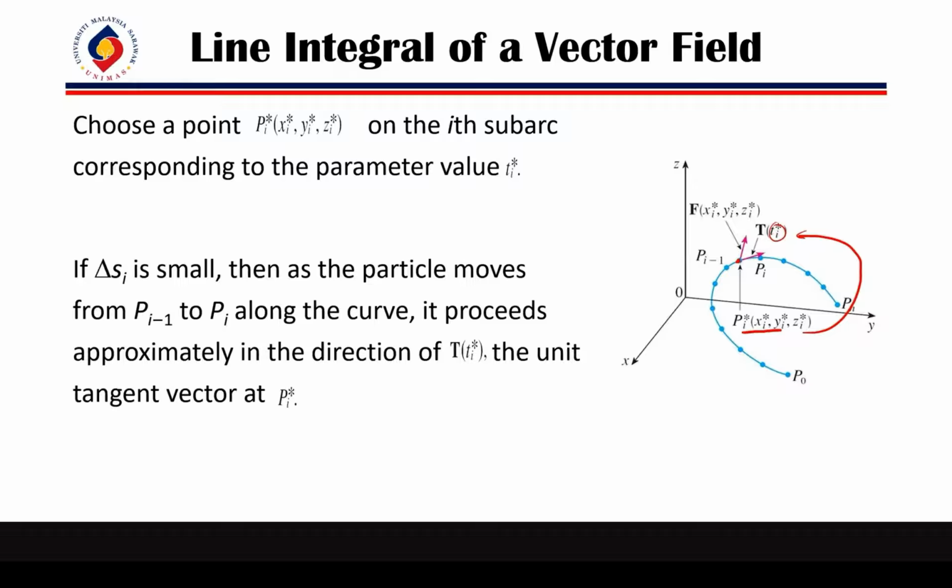If ds is infinitesimally small, then as the particle moves from this point here to this point along the curve, it proceeds approximately in the direction of t. So that means this particle, so this is our curve, proceeds approximately in the direction of t, the tangent, right? So this is t, the unit tangent vector, and this is F, let's say, right? So this is what this statement here means.